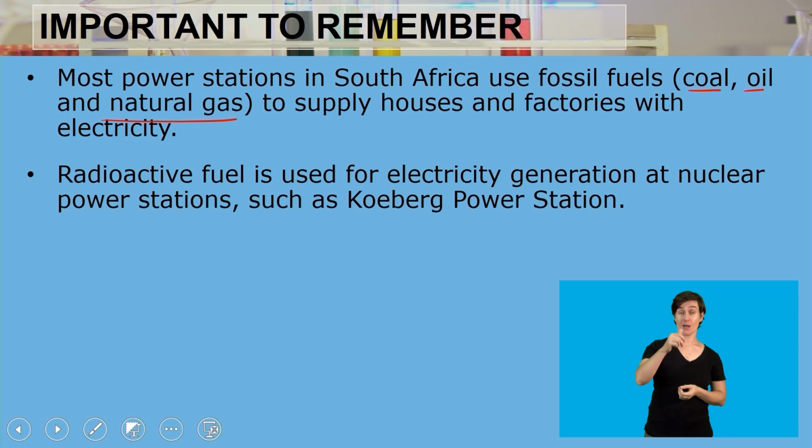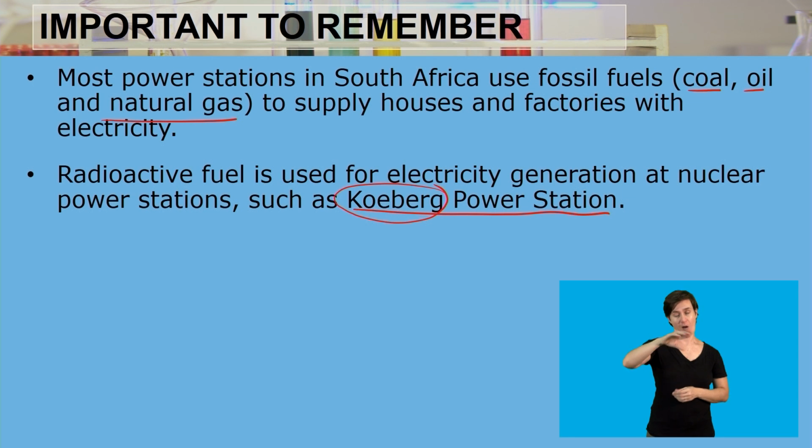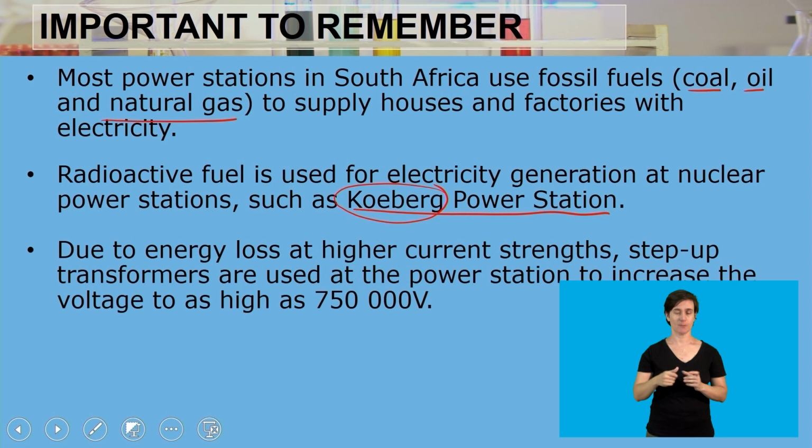Furthermore, radioactive fuel is used for electricity generation at a nuclear power station such as Koeberg, which is found in the Western Cape here in South Africa. Remember that this is the only one that we have in the entire African continent, and it is found right here in South Africa in the Western Cape.